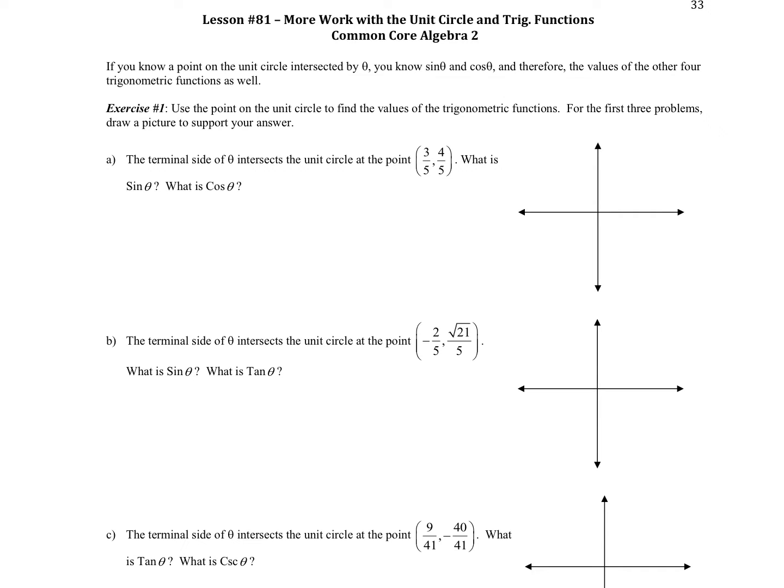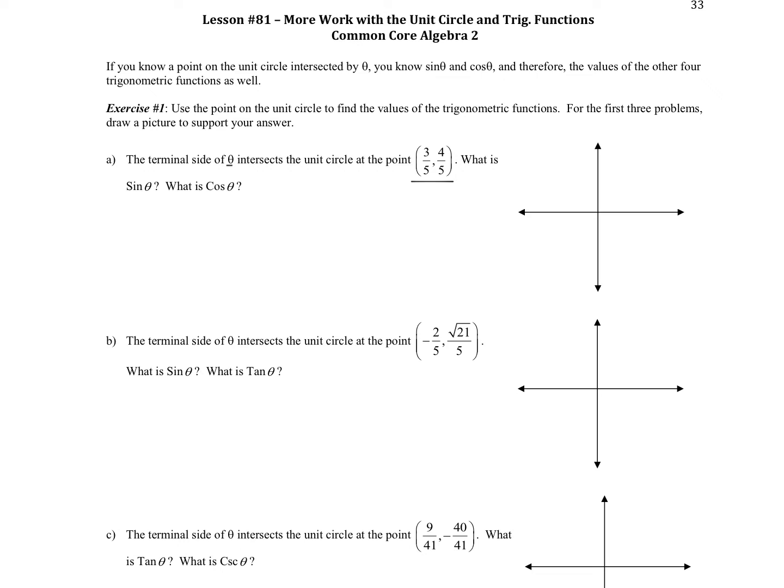So in this lesson, we're going to work a little bit more with the unit circle. We're also going to talk about finding trig functions of angles in other quadrants, thinking from the unit circle, but also learning how to do that without actually looking at the unit circle. So this question says a point on the terminal side of theta intersects the unit circle at this point. What is the sine of theta and what is the cosine of theta?